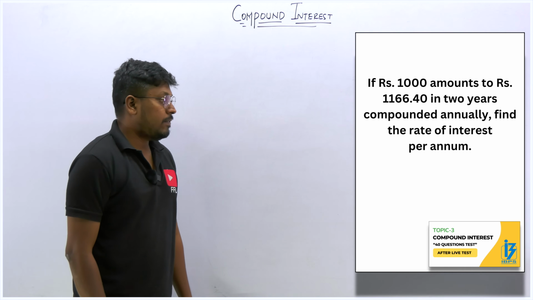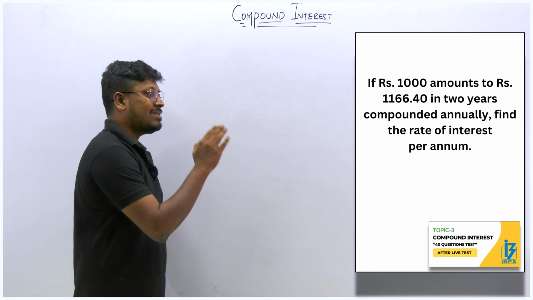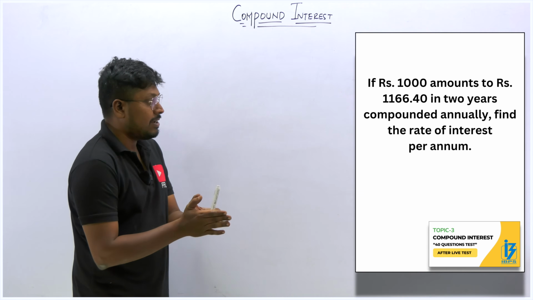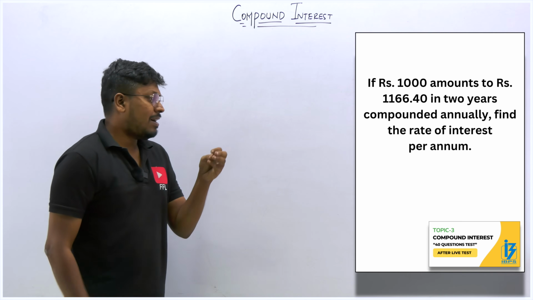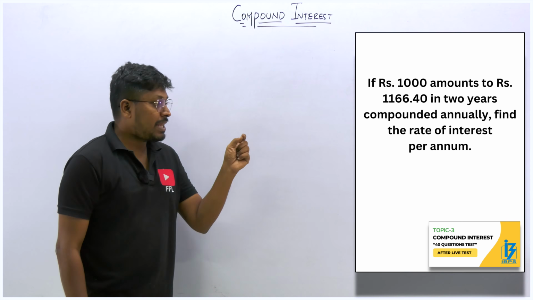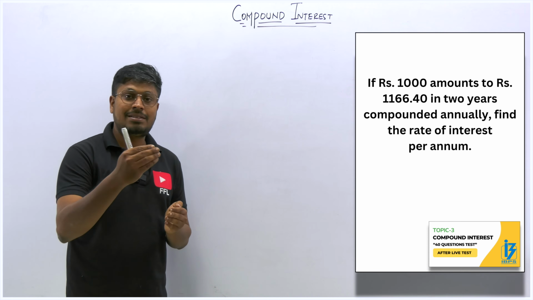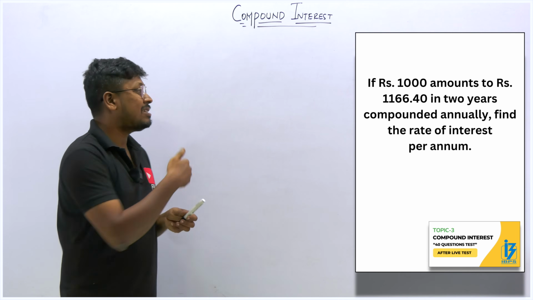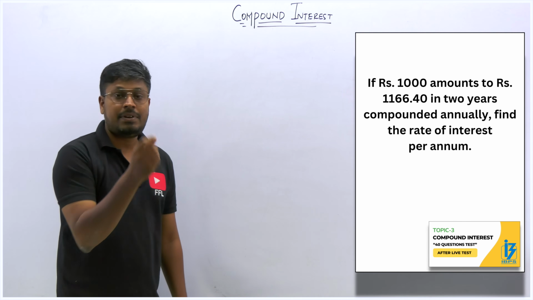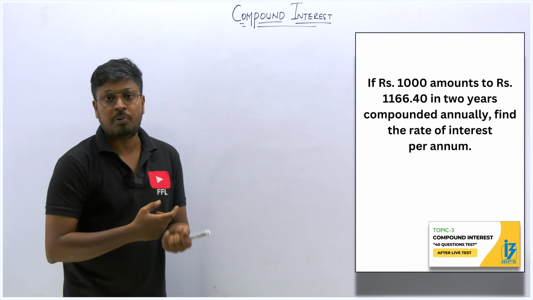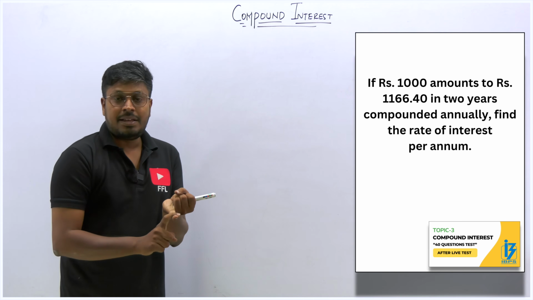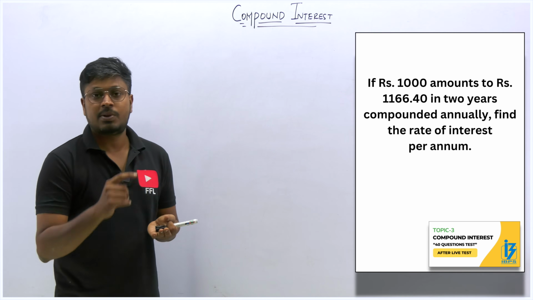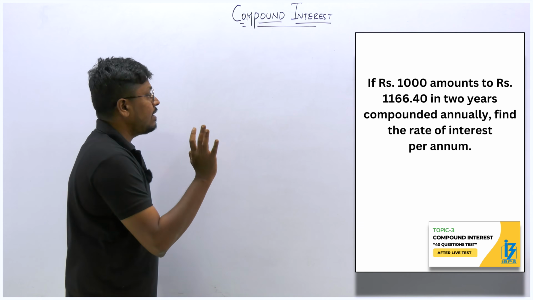Next question. If rupees 1000 amounts to rupees 1166.40 in 2 years compounded annually, find the rate of interest per annum. So we need to find the rate of interest. They have given if 1000 rupees amounts to, that means the amount invested is given and the total amount is also given, because the words amounts to, as I was repeatedly saying from simple interest itself, mean the total amount. So in the question they have given the principal, the total amount, and the number of years, 2 years. So the only target here is to find the rate of interest.